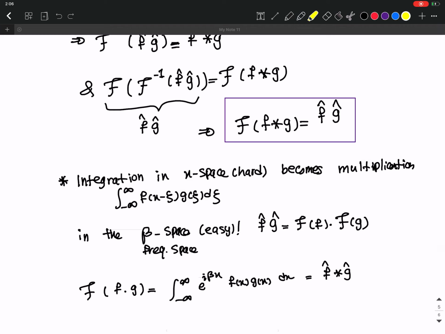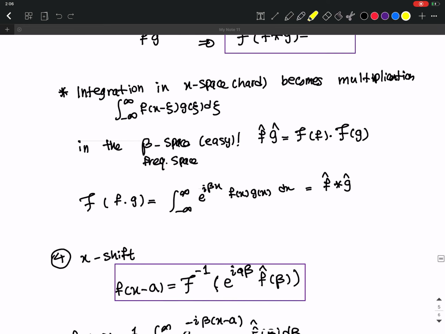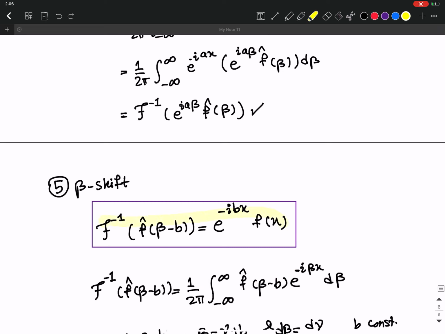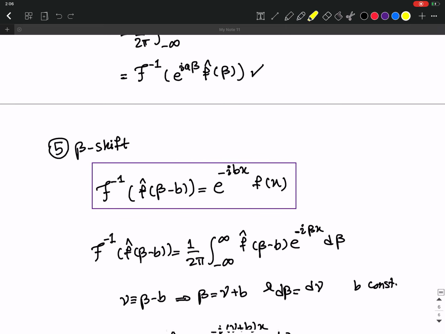So if you have difficult high order derivatives or difficult integrations in your regular space, it's better to convert them into the Fourier space, solve the equations in the Fourier space, and then take it back to regular space. Okay, and finally, two other properties. If you have an X shift, what would be the effect of that in the Fourier space? And if you have a beta shift, what would be the effect of that in the X space, regular space? So these were just these two expressions.